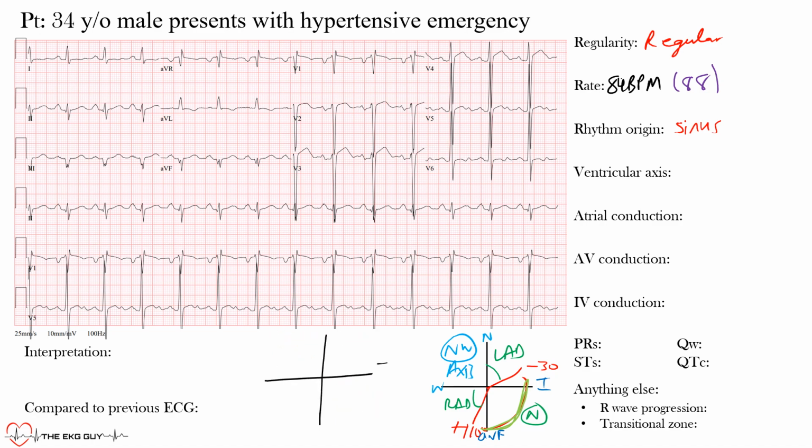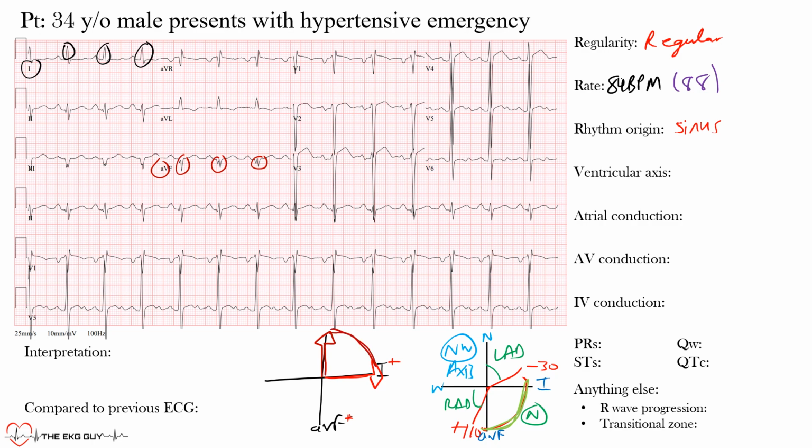Here's our quadrant. Here's 1. Here's AVF. Lead 1, mostly positive QRS complexes. So we'll go towards the positive end, which is this one, of lead 1. This is the positive end of AVF. So next we look at AVF. Okay, AVF is down here, and this is mostly negative. So we'll go away from the positive end in this direction, meaning that our axis lies between this region here.